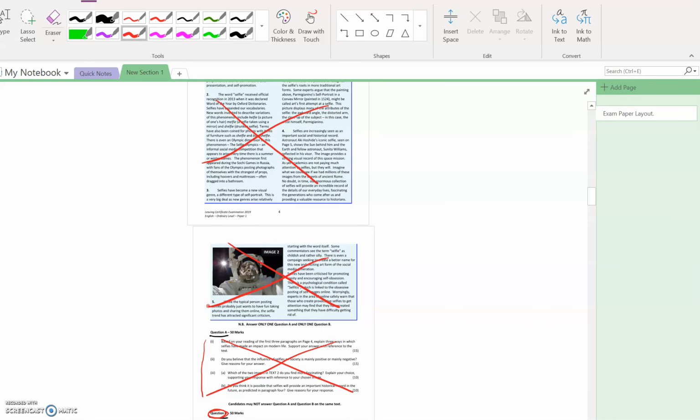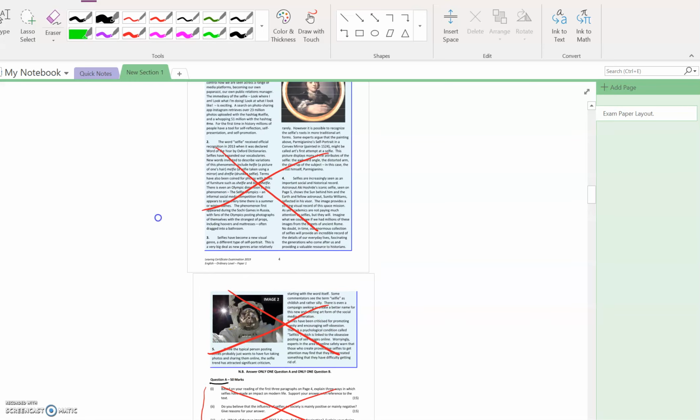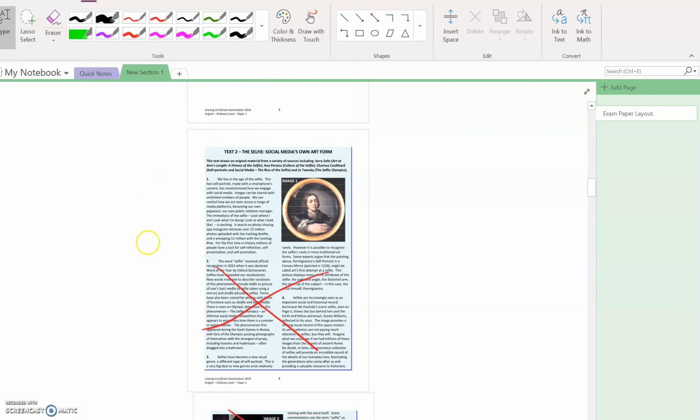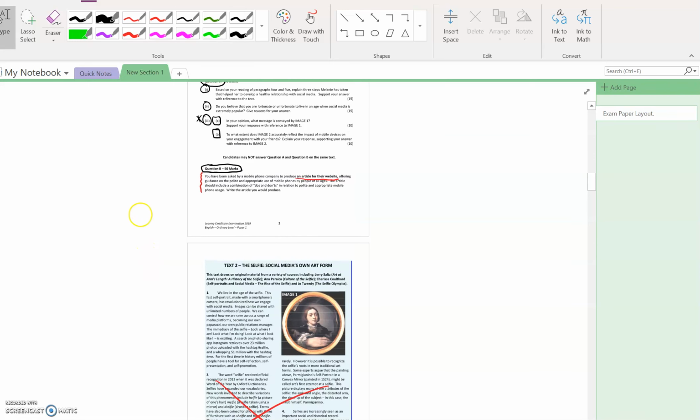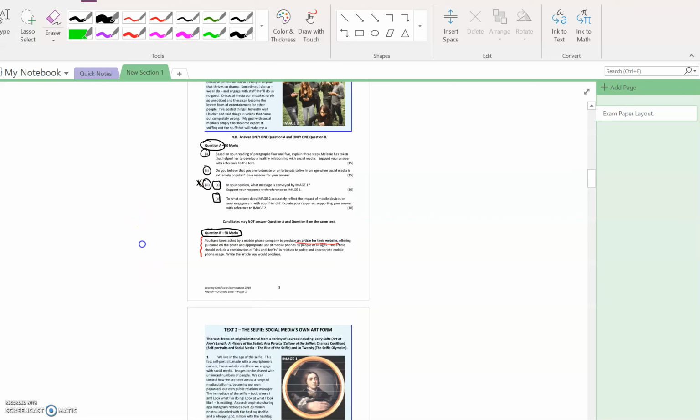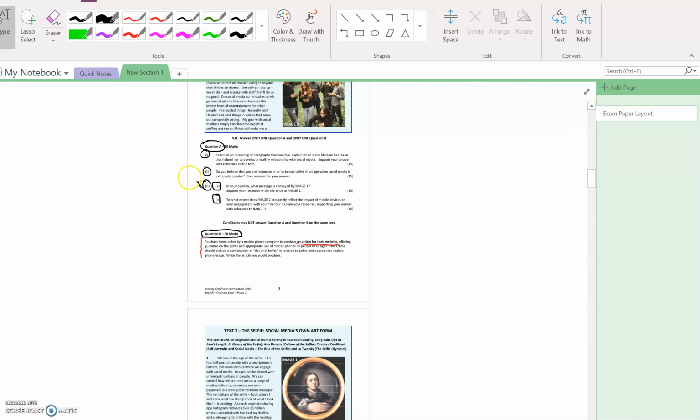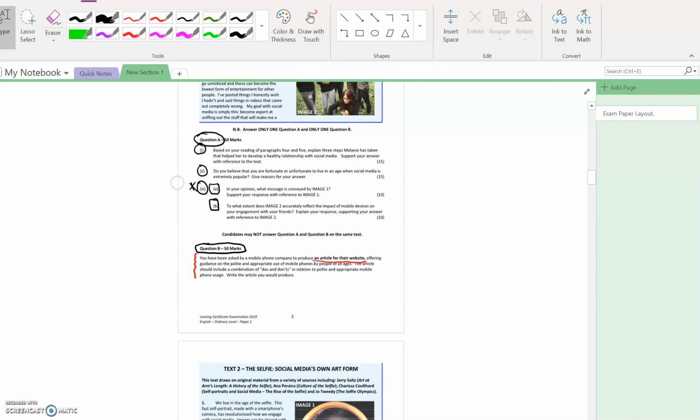So now I take a quick look at the question A's from those texts. Text 1 and text 3. And I see, is there any of those that I like? So this should be done in a matter of seconds because question A's are relatively the same. It says, based on your reading of paragraphs 4 and 5, explain 3 steps Melanie has taken that helped her develop a healthy relationship with social media. That should be okay. Do you believe that they are fortunate or unfortunate to live in an age when social media is extremely popular? Yeah, I like that question. In your opinion, what message is conveyed by image 1?